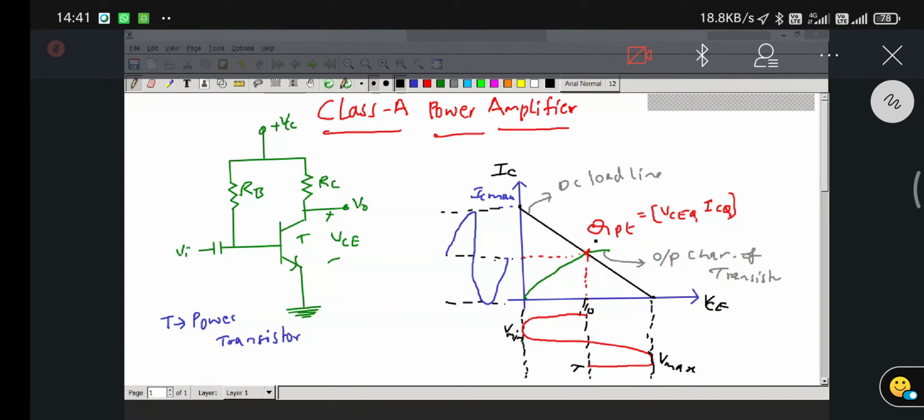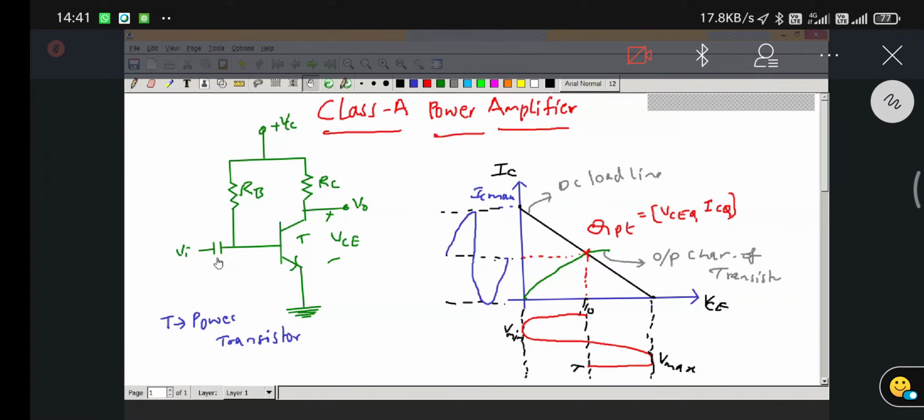And you can observe here, our Q point is on the middle of the DC load line. Please keep in mind that while we are discussing the DC analysis, the input voltage capacitor is going to be an open circuit, right? Why? Because in the DC analysis the frequency is going to be zero, so the capacitive reactance XC is going to be infinite. So we can replace it with an open circuit here.